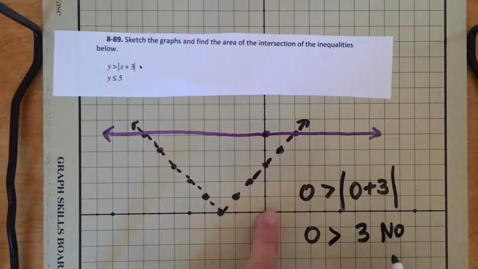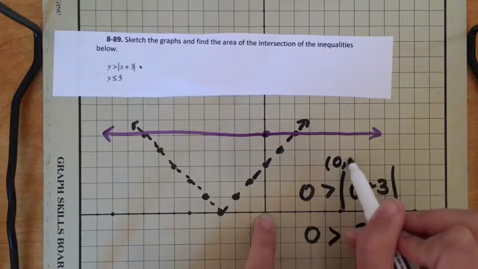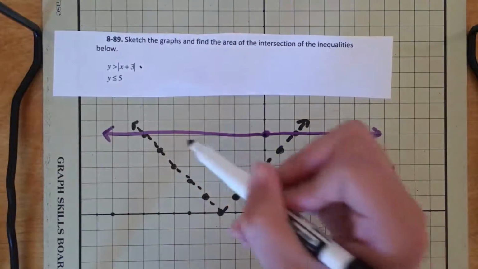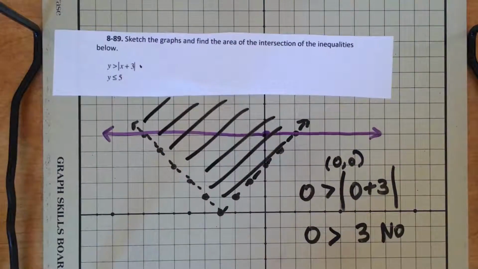So I'm not going to shade where the point that I plugged in was, 0, 0. I'm going to shade on the inside of this black V that I made. So just shading like that so you'll be able to tell better. But also, in general, greater than means you're going to shade above it. So that's how you can tell quickly, but if you need to show your work, you should probably plug in a point.